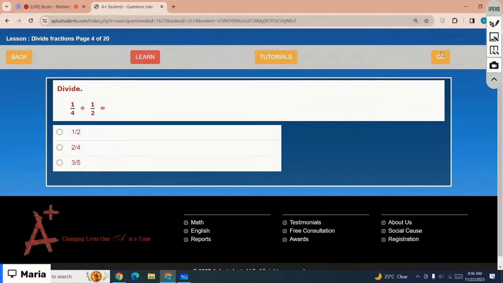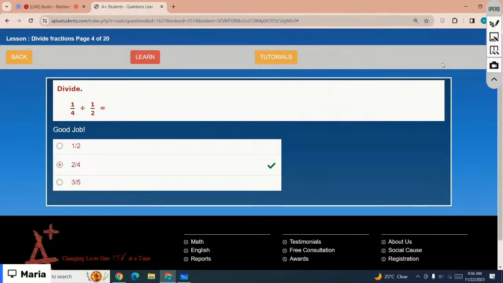1 over 4 divided by 1 over 2, which is the correct option? The same chapter, divide fractions, we'll do in the next lesson, because we'll continue the same lesson. Yes, the correct option is 2 over 4 or either 1 over 2. They both are the correct options, right?